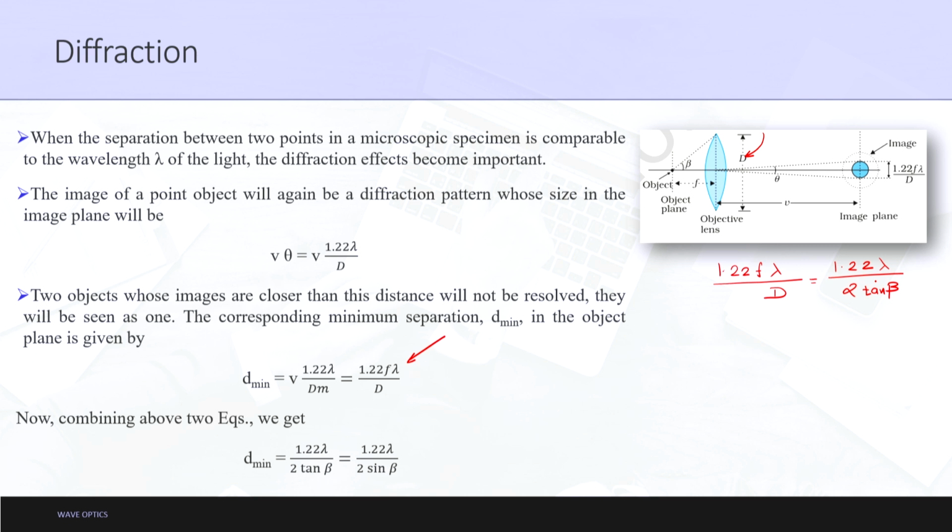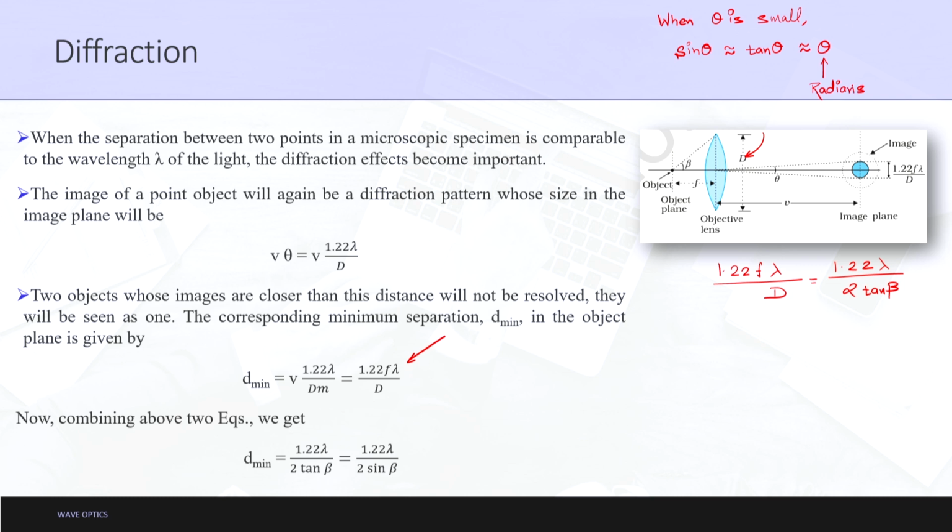Also, when beta is small, we know the mathematical approximation, let me write it here: when theta is small, then sin theta is approximately equal to tan theta, which is approximately equal to theta. Please make sure that here theta will be in radians.